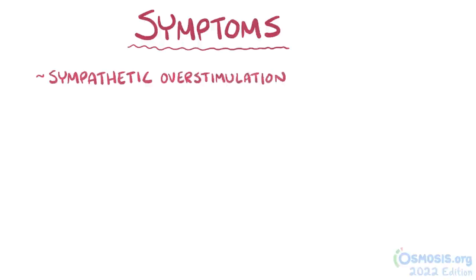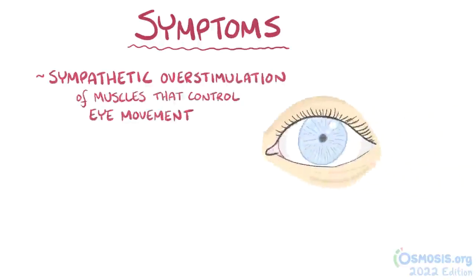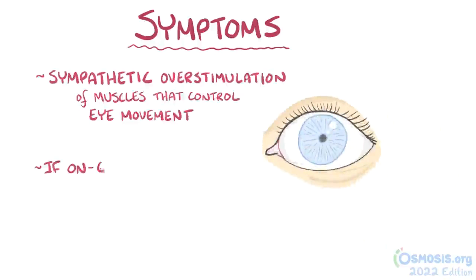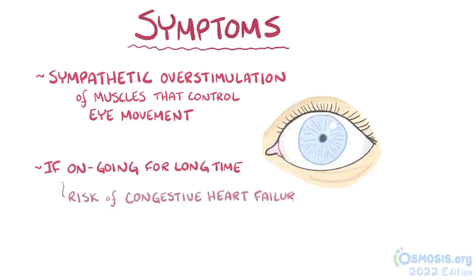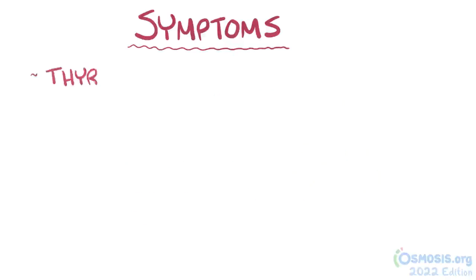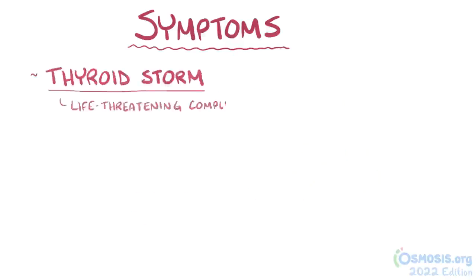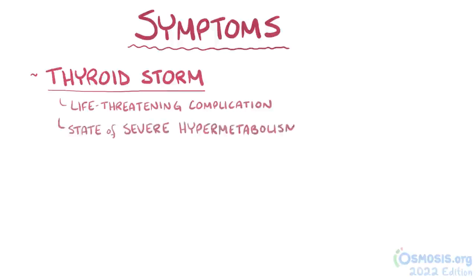Sympathetic overstimulation of muscles that control eye movements also make the eyes appear more open than normal, so you see more of the whites of the eyes. If the hyperthyroidism has been ongoing for a long time, there is a risk of developing congestive heart failure and osteoporosis. A thyroid storm is a life-threatening complication of hyperthyroidism where the body goes into a state of severe hypermetabolism.